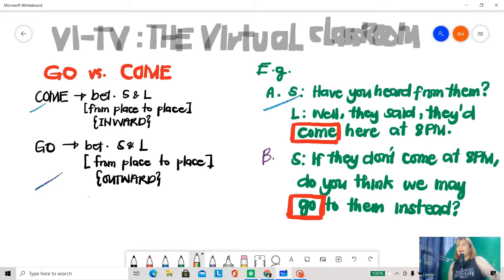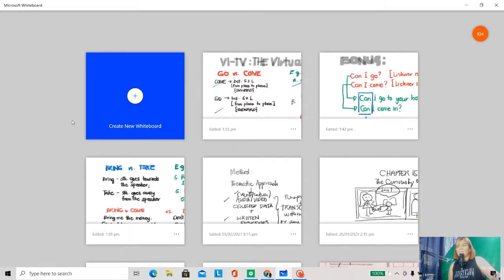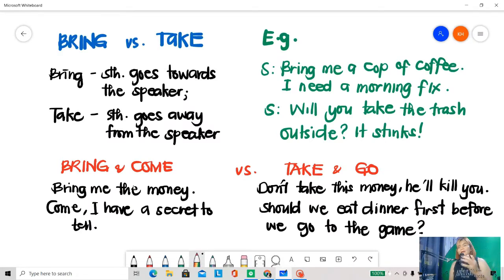Okay? Now, I hope that is clear. Punta naman ngayon tayo sa bring and take. Okay. Ang bring and take, pareho lang ng konsepto ng come and go. So, pag-usapan muna natin si bring. Si bring, it's the same with come. Something goes towards the speaker.